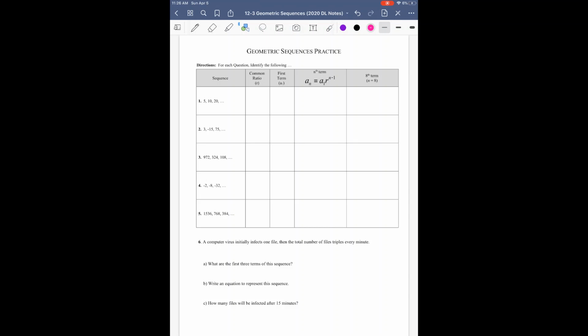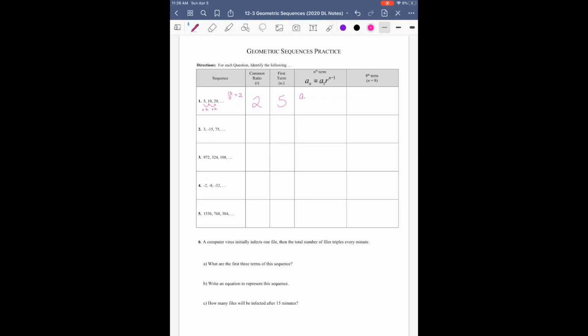Given the sequence 5, 10, 20, we want to find that common ratio. So we can either figure it out by looking. Right away I can tell we're multiplying by 2. But if you were unsure, don't forget you can use your shortcut of dividing your second term by your first term. And we get 2. So our common ratio is 2. Our first term is 5.